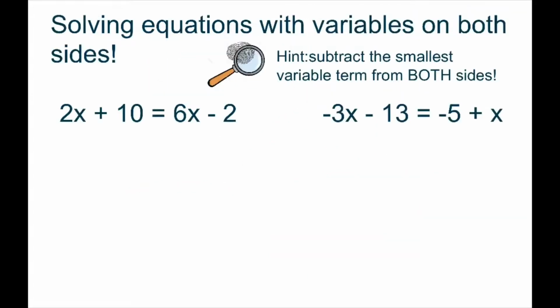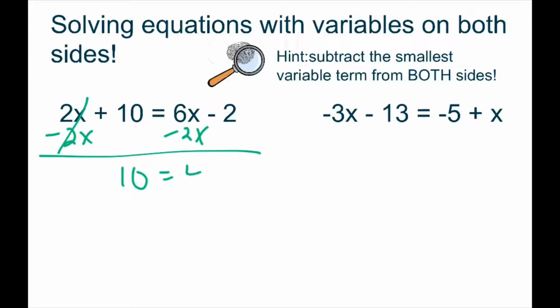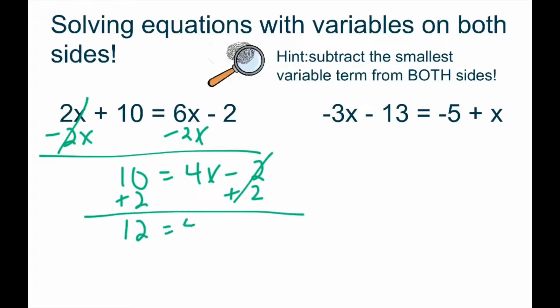Last way to simplify, when you have variables on both sides, simply subtract the smallest variable term from both sides to create a 1 or 2 or multi-step equation. So start off, we're going to subtract 2x from both sides here. Now I have 10 equals 4x minus 2, which is a 2-step equation. Add 2 to both sides. 12 equals 4x. Divide by 4, and x equals 3.